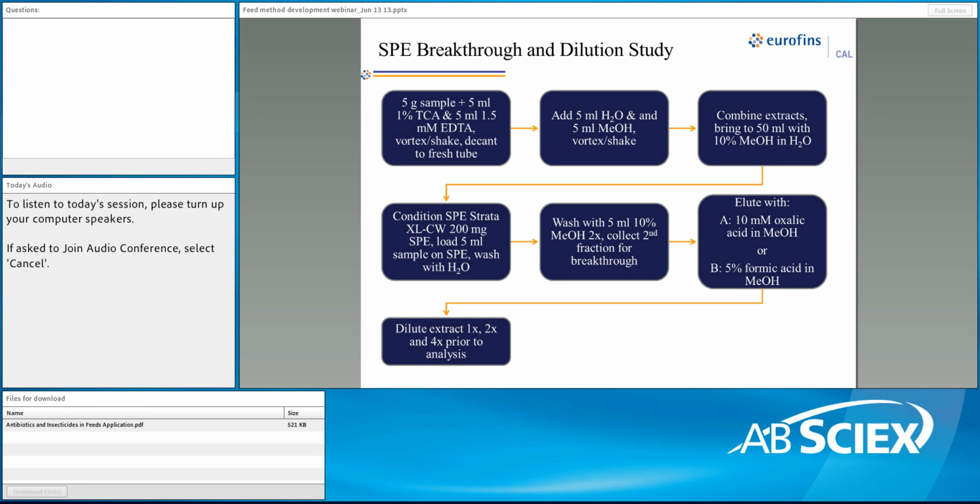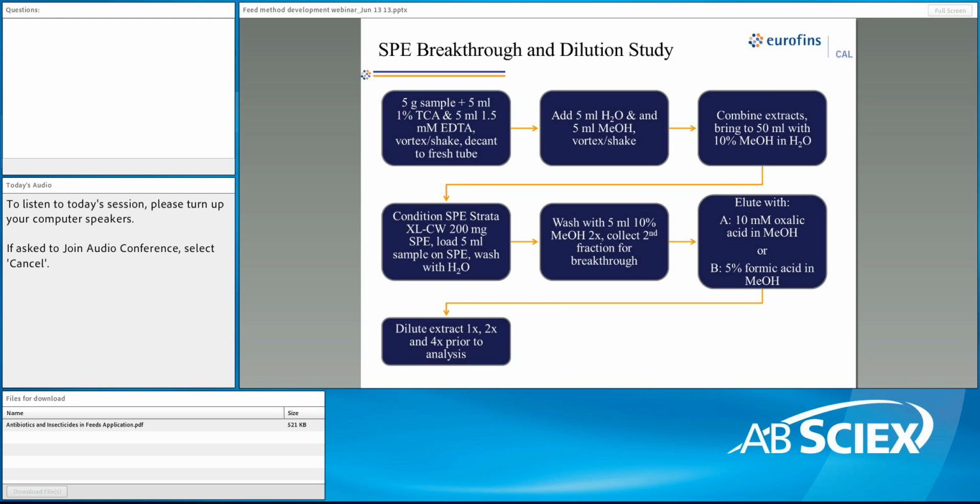We had 5 grams of sample that was extracted with trichloroacetic acid and EDTA in sequence. And then we added methanol and water and combined these extracts. They were brought to a total of 50 mL, and our final methanol concentration in these is about 10%. And that becomes relevant in the next few slides. I'll discuss that.